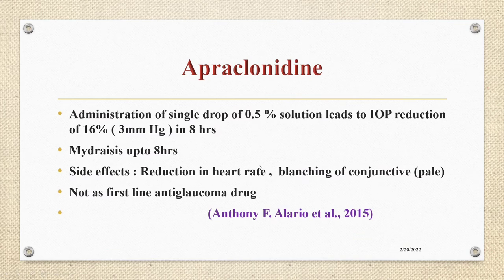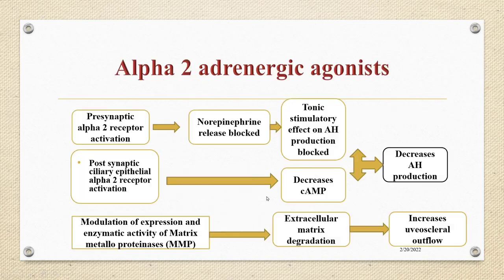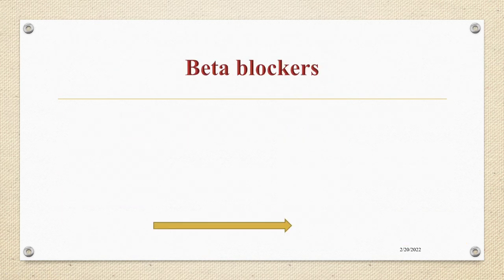Examples include apraclonidine. This is the concentration availability for apraclonidine, and side effects include a reduction in heart rate, such as bradycardia, and pale conjunctiva. This is not a first line anti-glaucoma drug, so most of the time we are not using these alpha 2 adrenergic agonists.